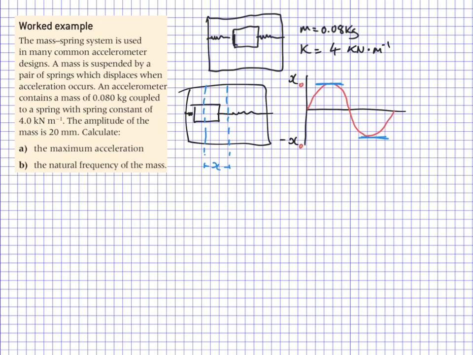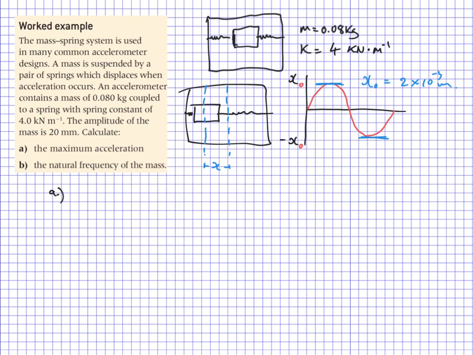We can say that at this point, the x naught, the maximum displacement, is 2 millimeters. In other words, 10 to the negative 3 meters. Okay, so then we can start trying to answer the question. In part A, we need to find the maximum acceleration.